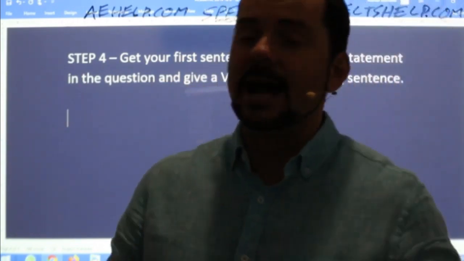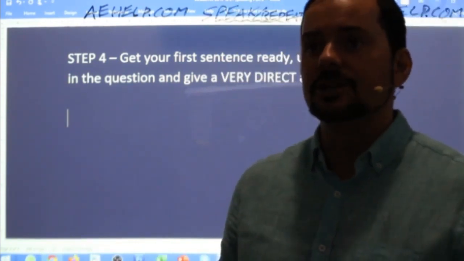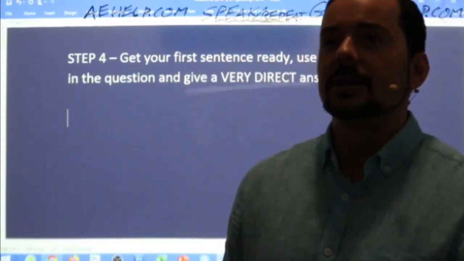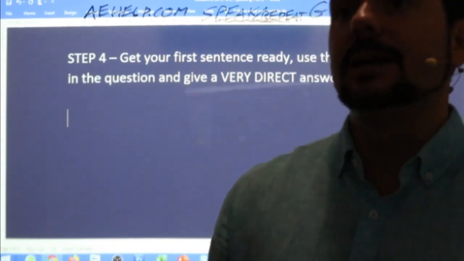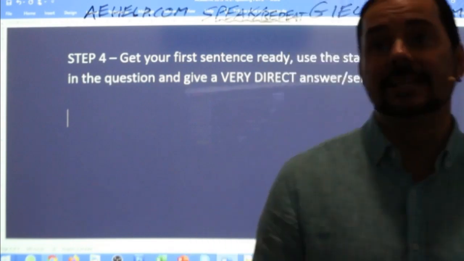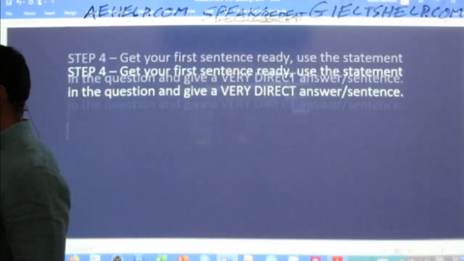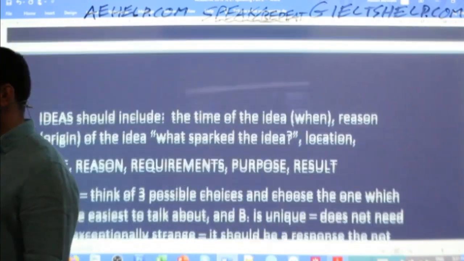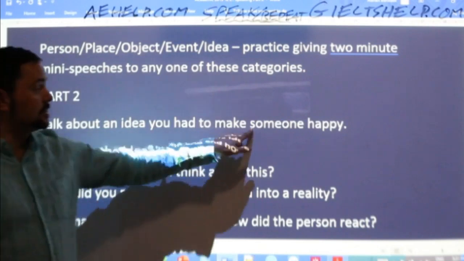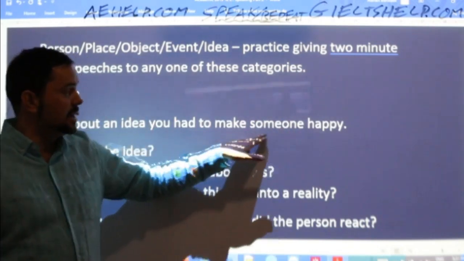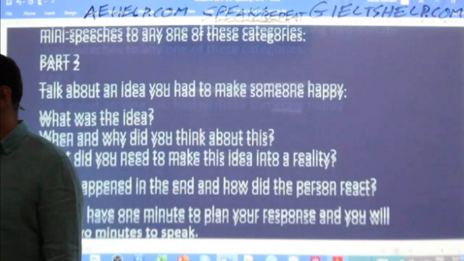So Vipan, Alex, your answers are very similar, your first sentence. So Vipan says, I have always been interested in making others happy. Alex says, it is always good to make others happy. I'm not asking about making others happy. I'm talking about an idea you had to make someone happy. Okay, not others. Look at the question. It says, talk about an idea you had to make someone happy, not to make others happy. Okay? So you have to be much more specific.